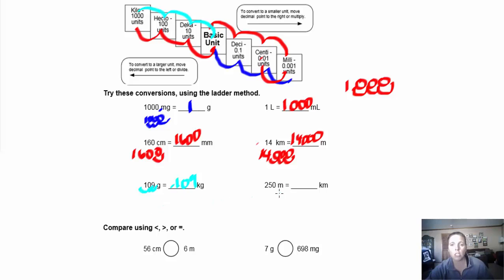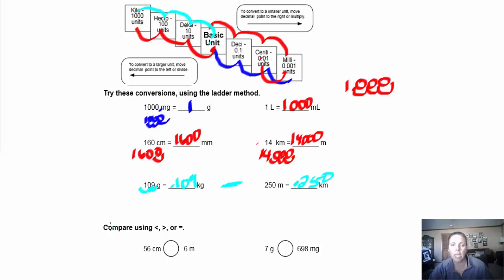Okay, so 250 meters, that would be here again, to kilometers. So you have to see this is going to be the exact same. You got to see this relationship here. This is the exact same, so this would become 0.250. You move it over 3 places to the left because that's the way you're going on your graph or on your little ladder.